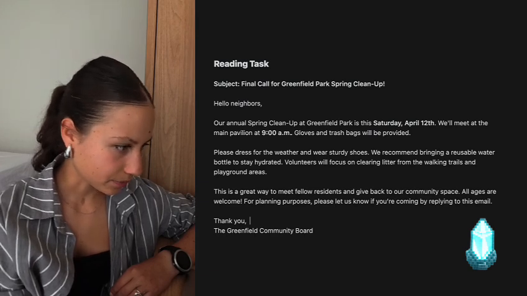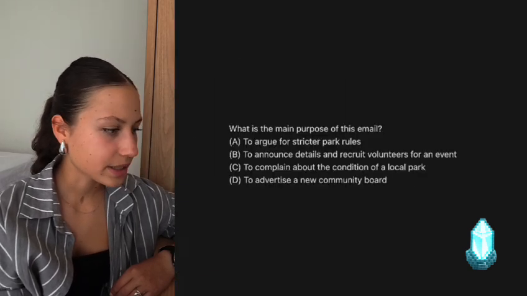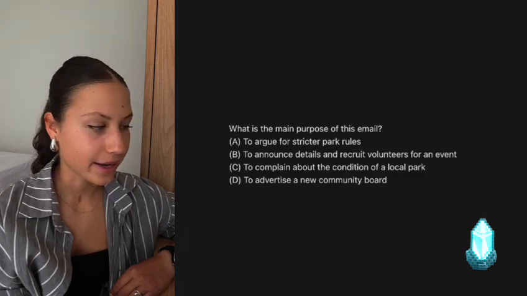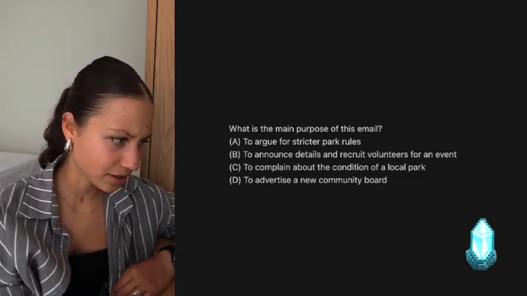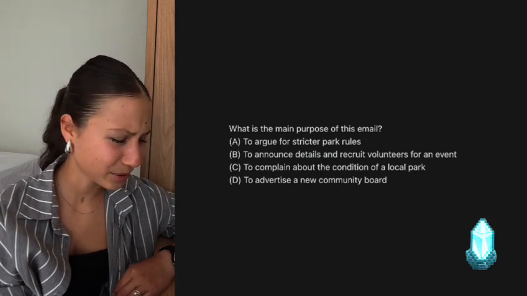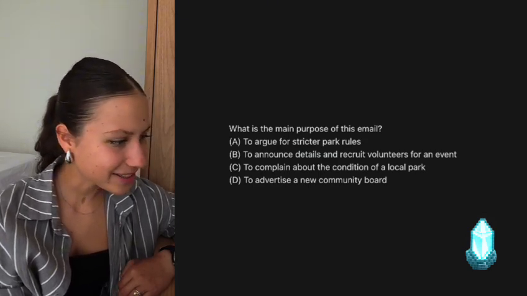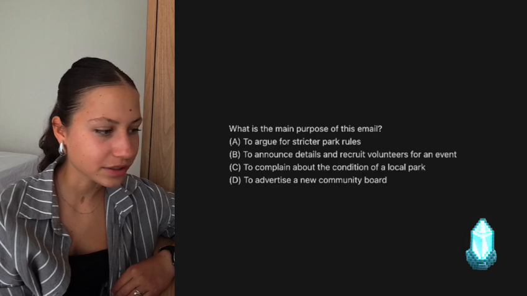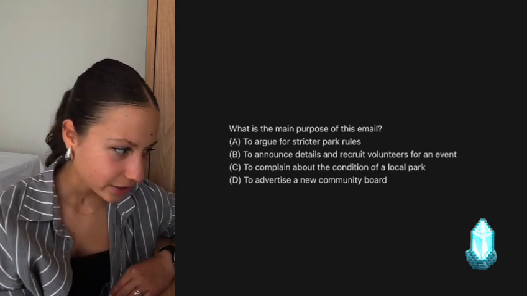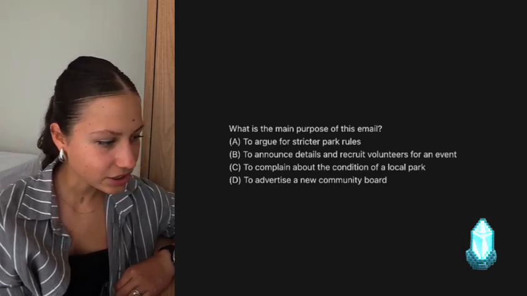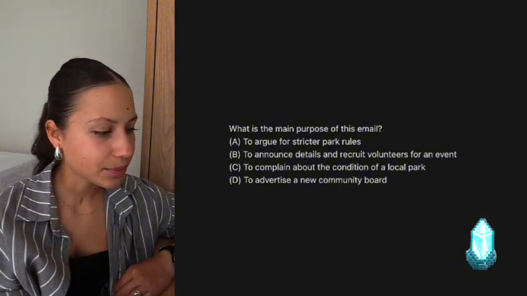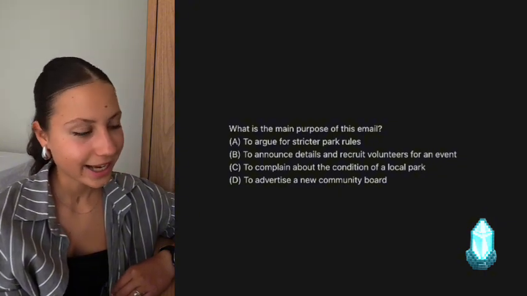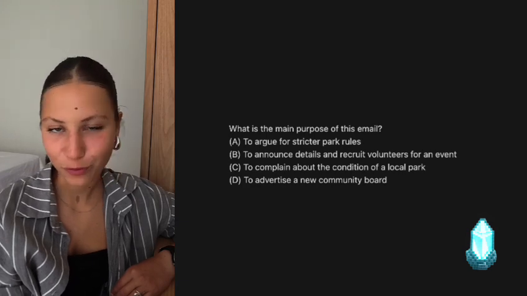So, questions. What is the main purpose of this email? To argue for stricter park rules? No. To announce details and recruit volunteers for an event. To complain about the condition of a local park? No. To advertise a new community board? And the correct answer is obviously B.